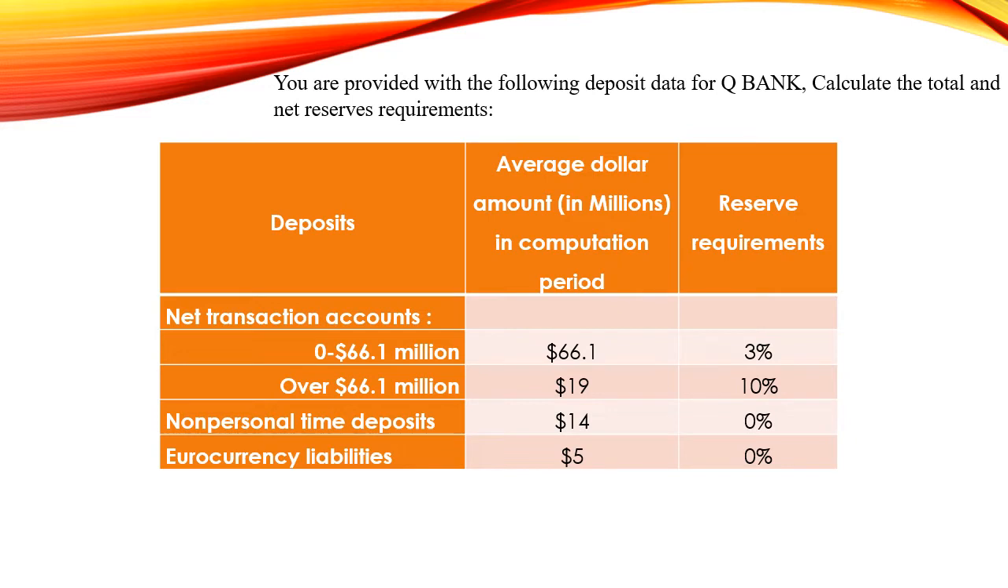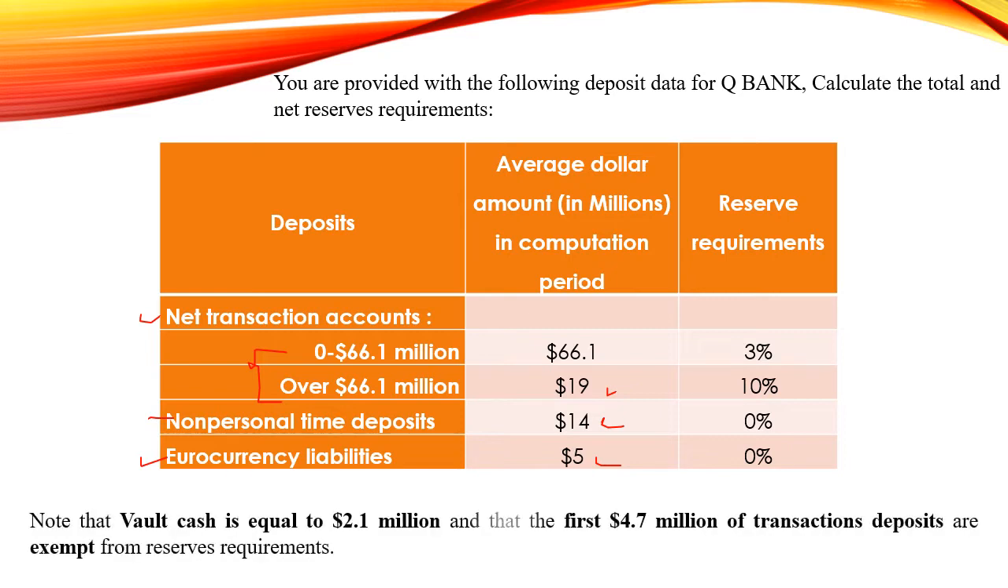So we have here the deposits that are divided into three parts. The euro currency liabilities, $5 million, non-personal time deposits, 14 million, and the net transaction account that are divided into two tranches from 0 to 66.1. Of course, the average amount would be 66.1, and over 66.1, which is the $19 million. And as you can see here, we have the reserve requirement in percentages for each tranche.